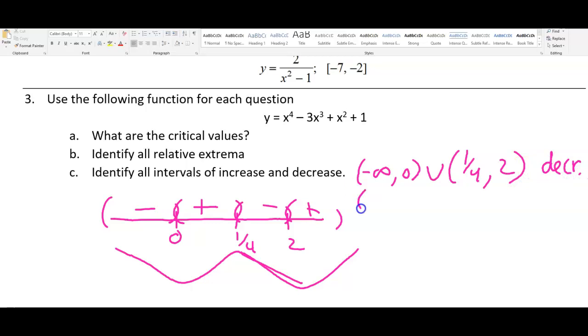And then the intervals where it's increasing would be here and here. So that's from 0 to 1/4, as well as from 2 to infinity. And that's the interval where the function is increasing. Okay, so that's the end of number 3.